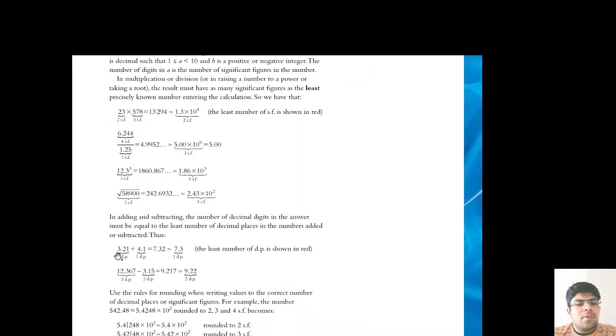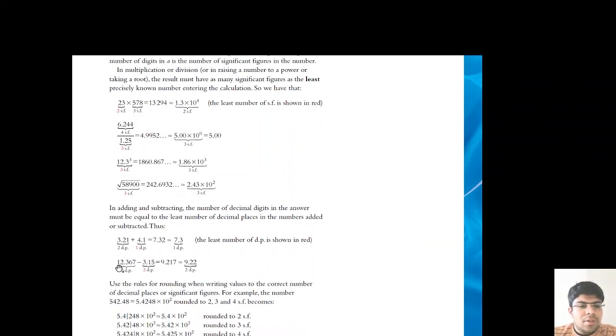So let's move on. 3.2 plus 4.1. If we add both of them, which one has the least significant figures? We are looking at the decimal places: 3.2 has two decimal places, and 4.1 has one decimal place, so the answer should be in one decimal place, the least number as we have read here. So it would be 7.3, the least number of decimal places shown in the rule.